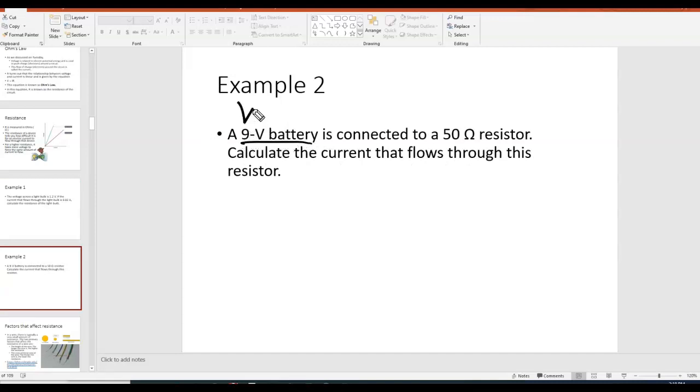9 volts, that is the voltage of my battery. Remember, a battery is a very common voltage source. And I have a resistor that is 50 ohms. So here's my R. Now, if you don't know what a resistor is, you can buy resistors at any electronics store. They're used to build very simple circuits.